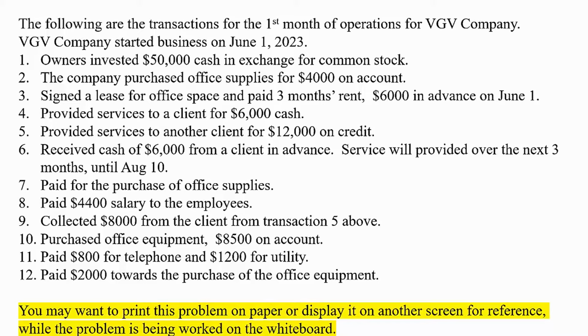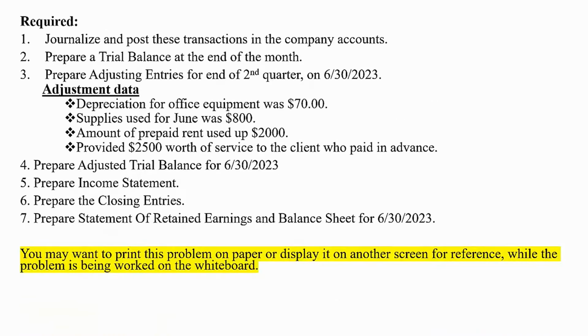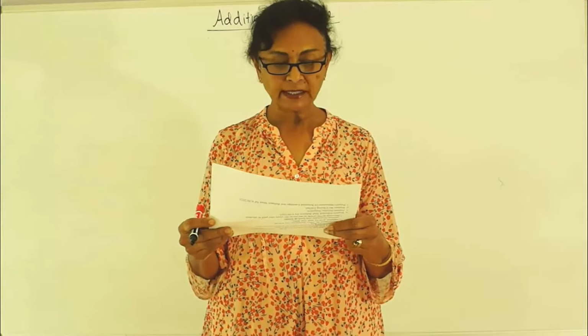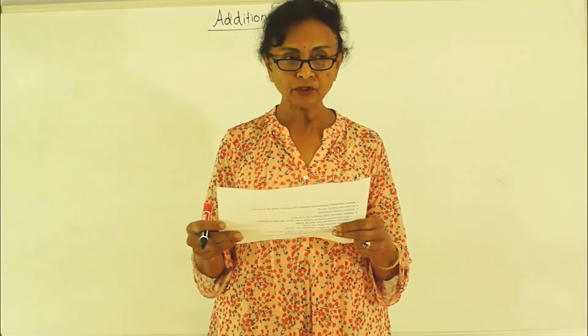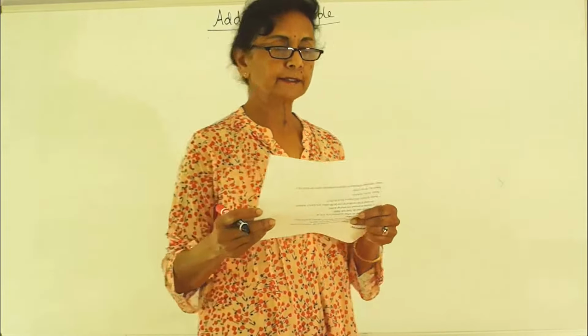Here is the comprehensive problem we will work out on the whiteboard. You may want to print this problem on paper or display it on another screen for reference, while the problem is being worked on the whiteboard. This page shows the required deliverables for the problem. We are going to start the transactions. We are going to cover lesson number 2 first. I'm going to post these transactions in the T accounts.